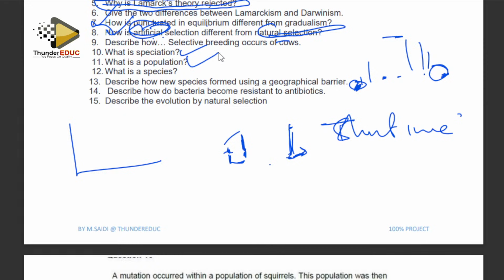What is a population? A population is a group of organisms of similar characteristics of the same species. They are able to interbreed to produce fertile offspring. They are living together in a particular area at a particular time. Since they're of the same species, it means they have similar characteristics, and they live in the same area at a particular time, so they become a population. So what is a species? A species is a group of organisms that are able to interbreed to produce fertile offspring.